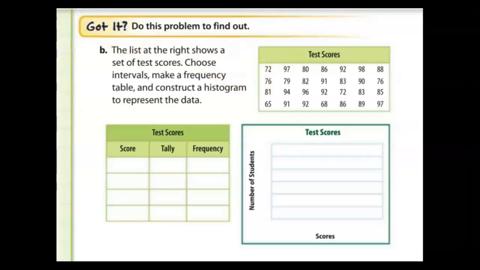Go ahead and find that for me, please. All right, so I scanned each column. This had 65, nothing smaller than that, nothing smaller than that, nothing smaller than that. Oh, there's a 68. That's a little bit bigger. Okay, so the very smallest number is 65.